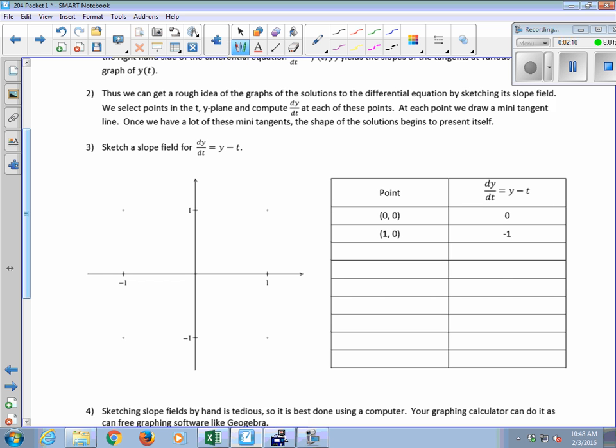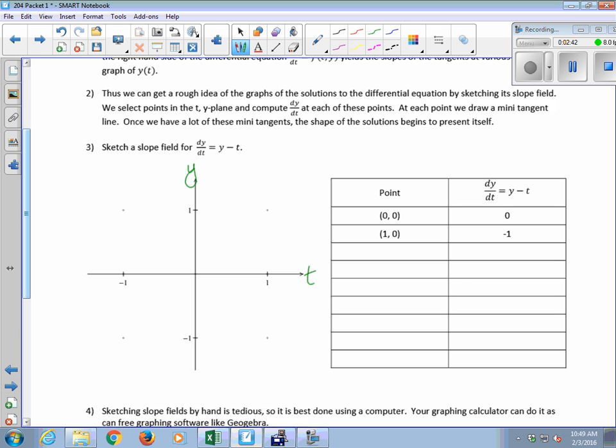So I want to sketch a slope field for dy/dt equals y minus t. This is a good example to use for a slope field because so far we can't solve that analytically. It's not separable, so we're going to use some other techniques. Basically, this is the ty plane, and we have picked some random points in the ty plane, and we're going to calculate dy/dt. We can calculate it because we have a formula, right? dy/dt is y minus t.